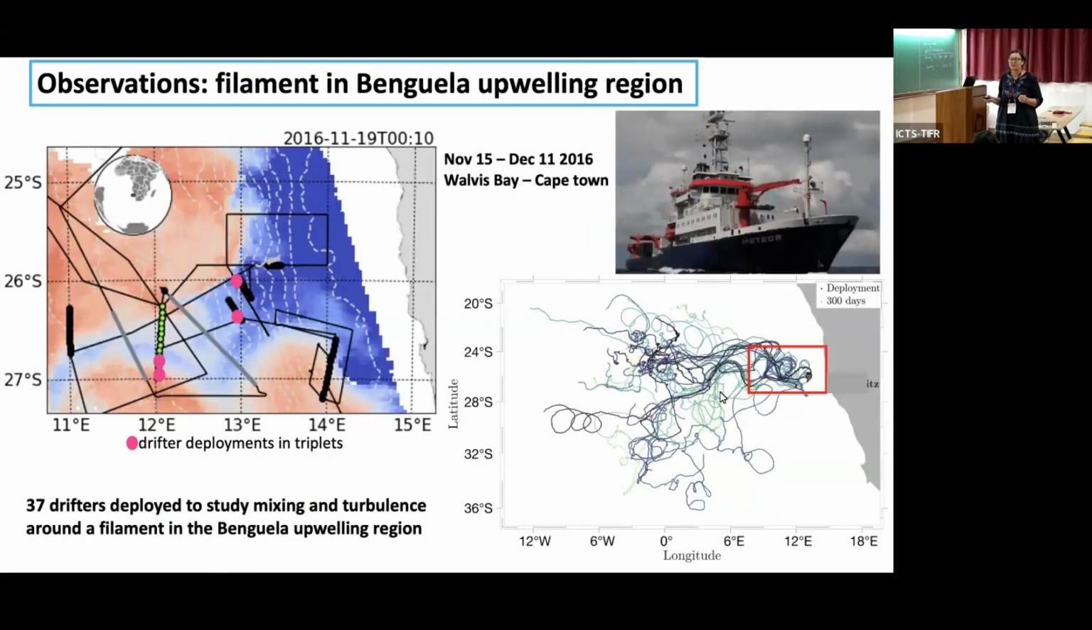So there was a cruise to the Benguela upwelling region where we discovered one such filament, and it was sampled across. So you see here the ship track. And we also had some drifters deployed at these locations to study mixing and turbulence around the filament in this region.